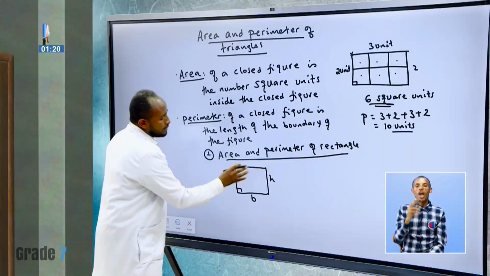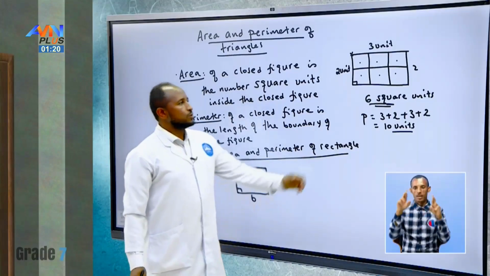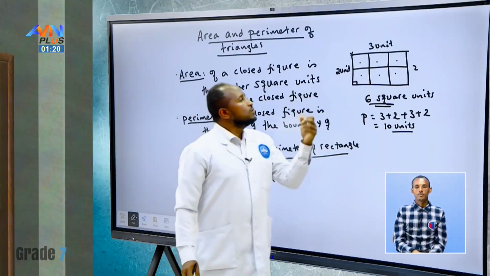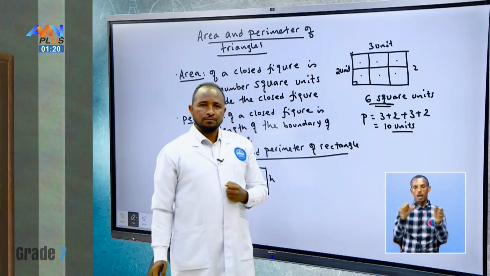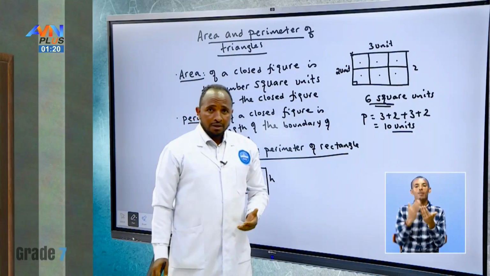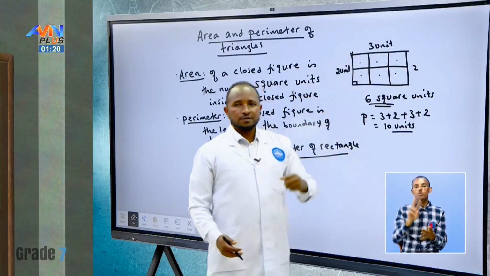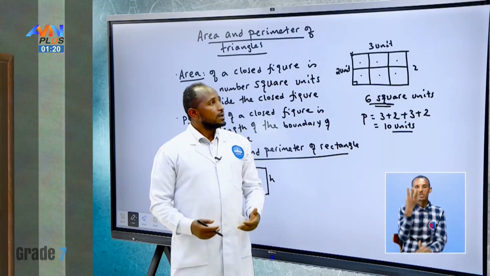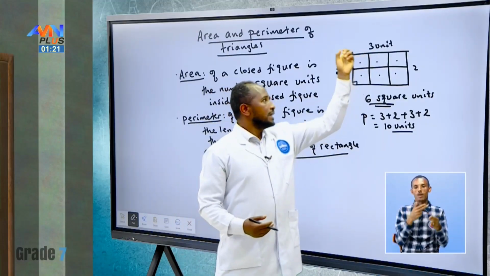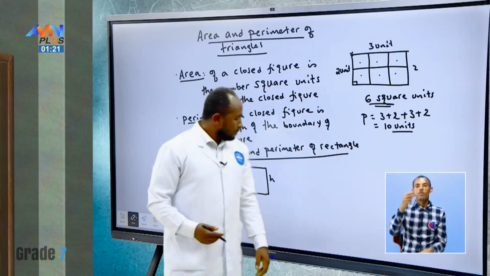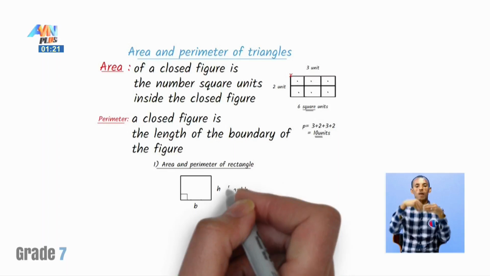How do you calculate the area of this rectangle? Look at this one. Simply, we count the number of squares to find the area of this region. But simply, you can find it by multiplying these two. 2 times 3 gives you 6. Therefore, to calculate the area of a rectangle, you multiply the base and the height. The area of this rectangle is given by base times height.